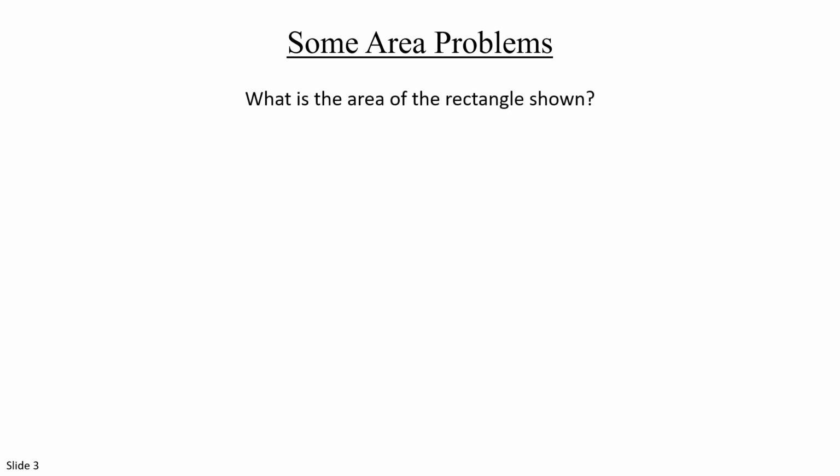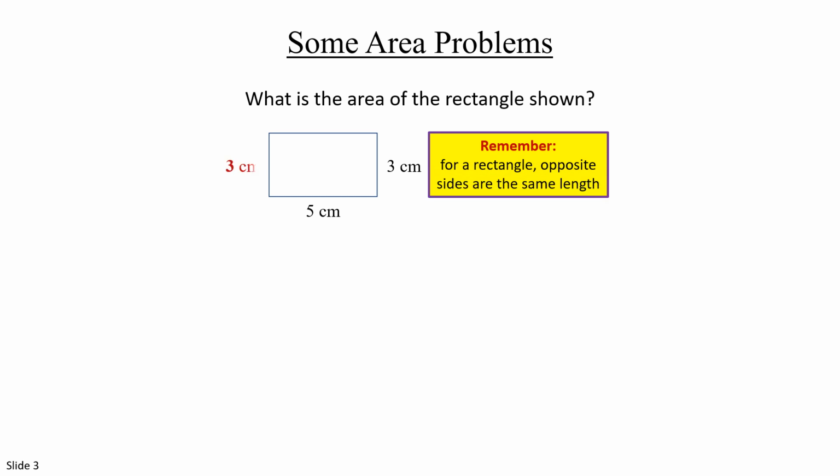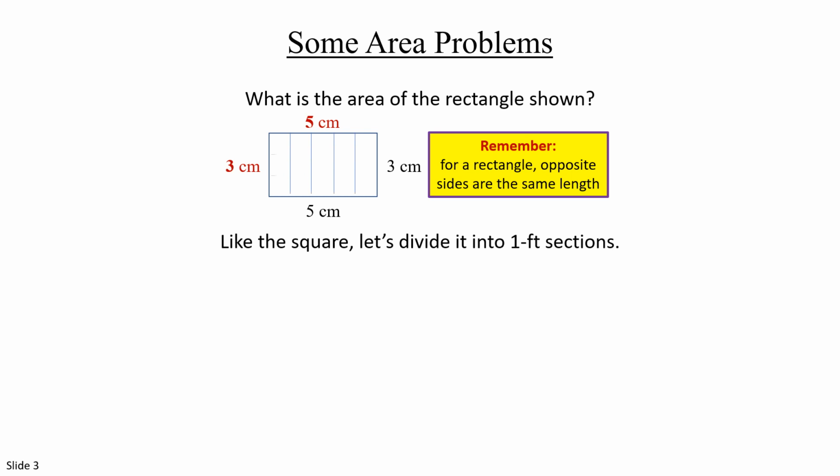There's another one. What is the area of the rectangle shown? 5 centimeters by 3 centimeters. Remember, for a rectangle, opposite sides are the same length. Let's divide it into 1-foot sections like we did the square. And now we'll count the squares.